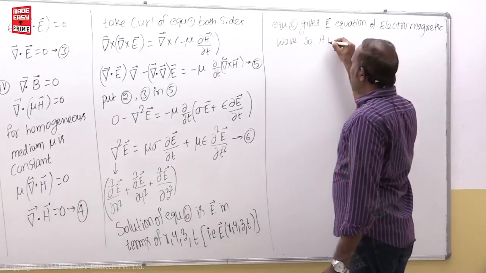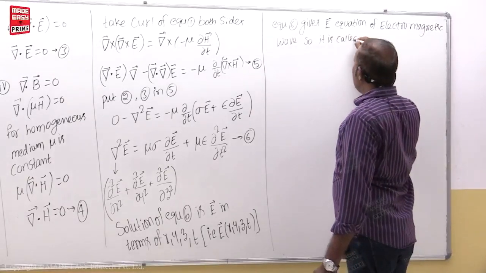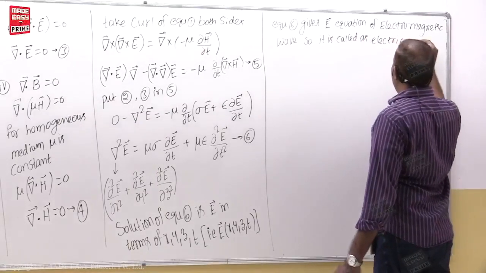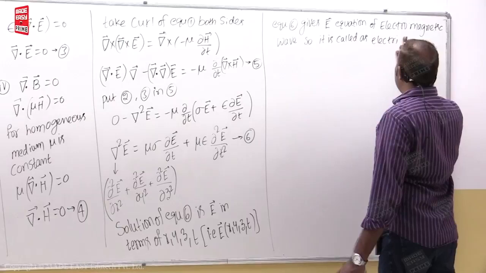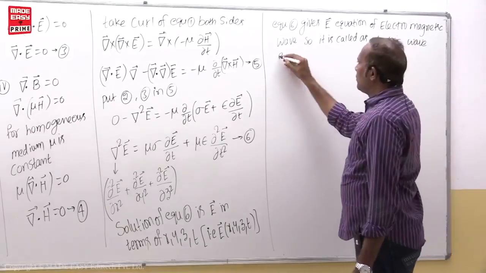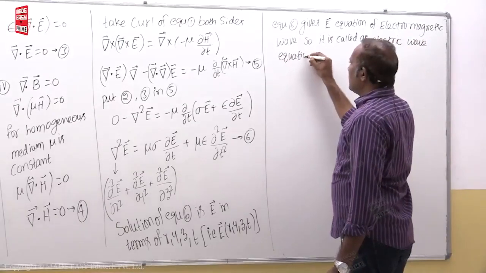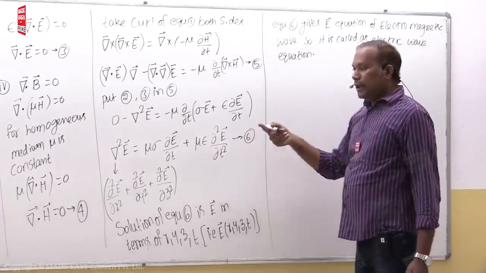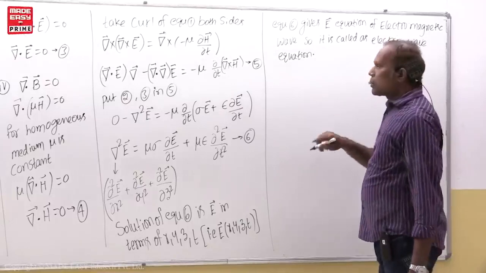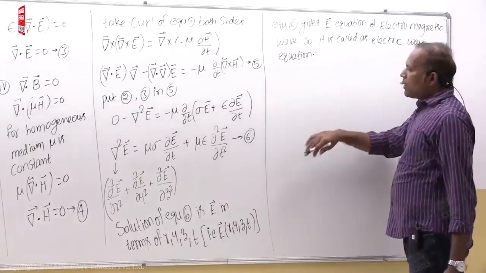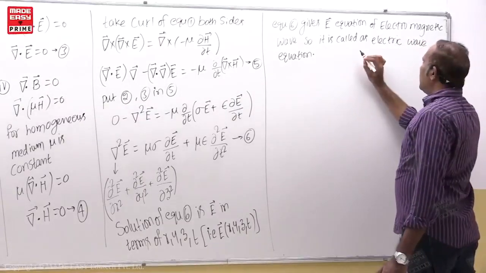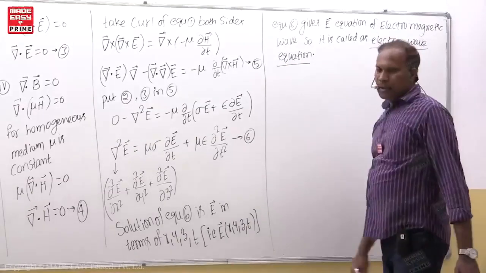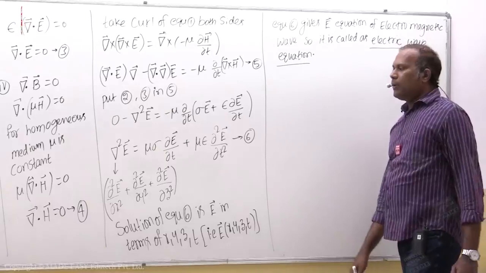So it is called as electric wave equation. The solution of this equation gives the electric field equation. That electric field belongs to the electromagnetic wave. That is why this is called the electric wave equation.